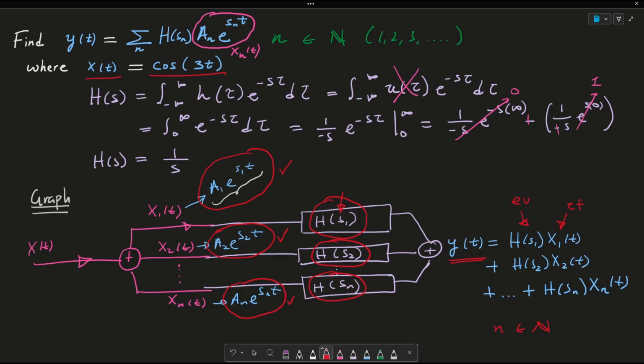I hope this concept makes sense, and I hope it bridges the gap into why we studied eigenfunctions and eigenvalues, in order to ease the work when it comes to doing multiplication and addition versus convolution. Specifically, in solving for y of t here, we are doing multiplication and addition, versus solving for y of t as x of t convolved with h of t. This is a more complex problem to solve.